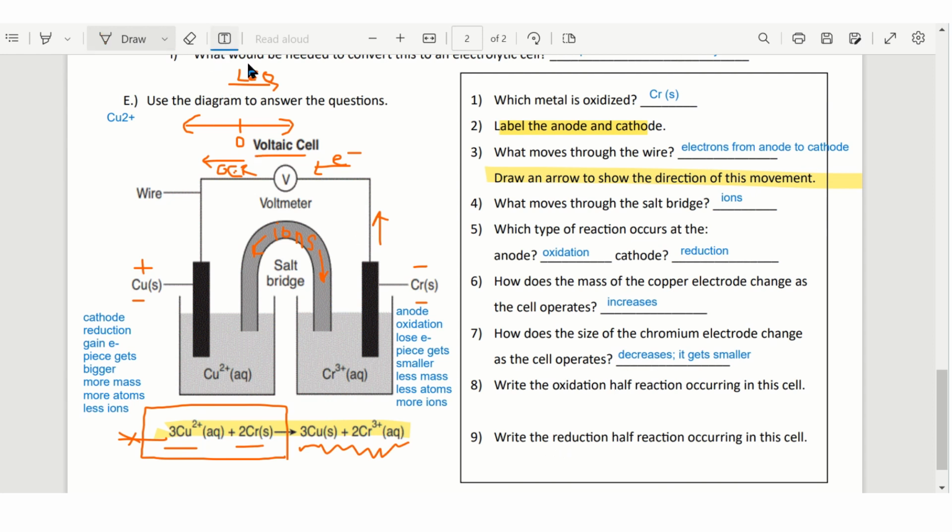So oxidation, let's just start with the framework. Oxidation was happening with chromium, right? And chromium starts like this. 2Cr solid yields 2Cr3+ aqueous. All right, and I'll start the reduction. Reduction was occurring at the cathode, and that was with copper. And copper starts as 3Cu2+, and on the other side, it is 3Cu solid.